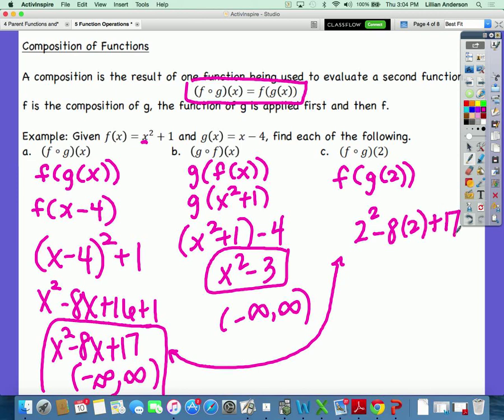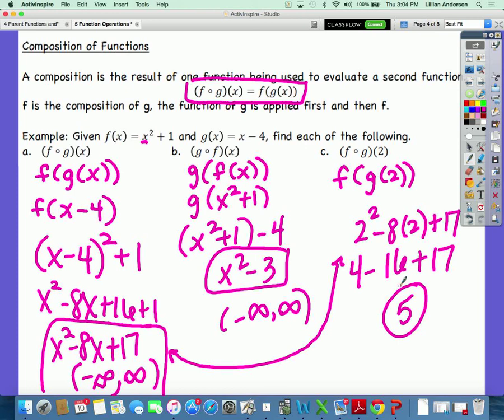Two squared is 8 times 6, 2, 16. And when you're evaluating to a particular number, you don't have to worry about domain and range. Okay? So you guys remember composites, right?